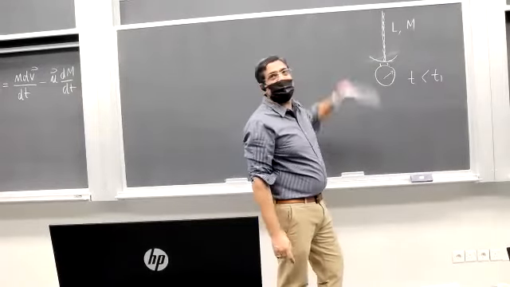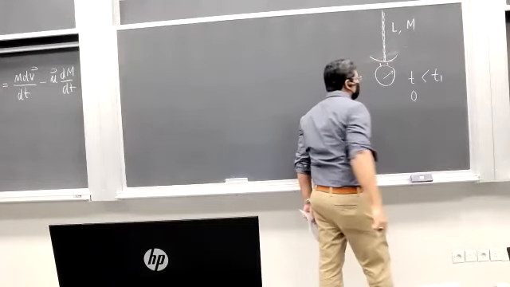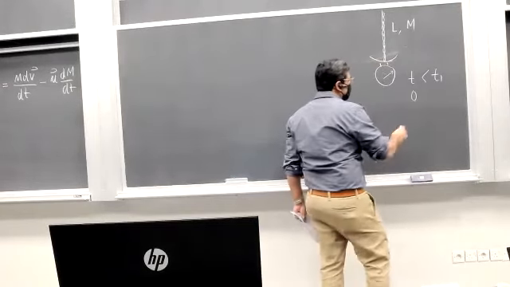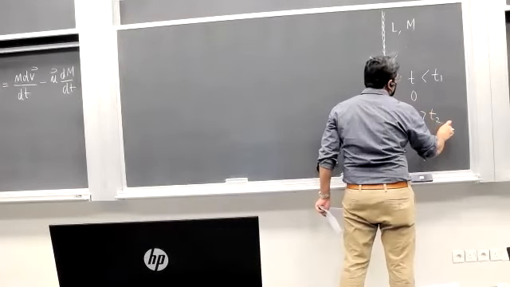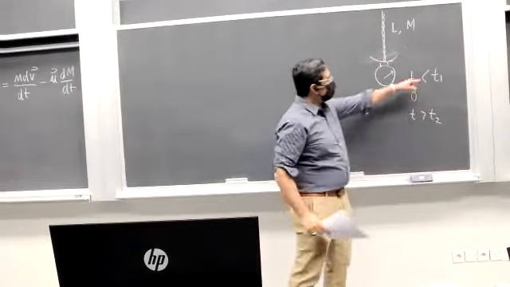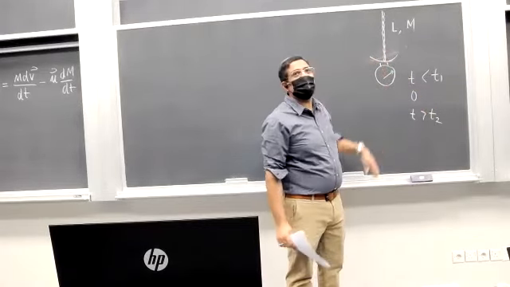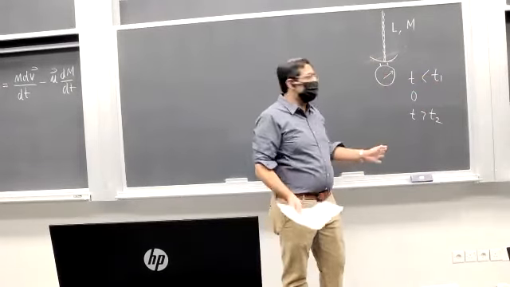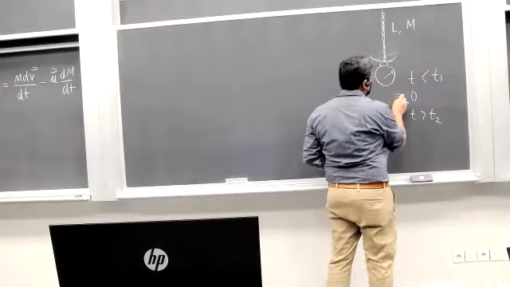The chain is not touching, so the reading on the scale would be 0. And what would be the reading on the scale after T2? Let's say it takes time from T1 to T2 for all the chain to fall onto the scale, and then you have enough time. So a few seconds later, what would be the reading on the scale?